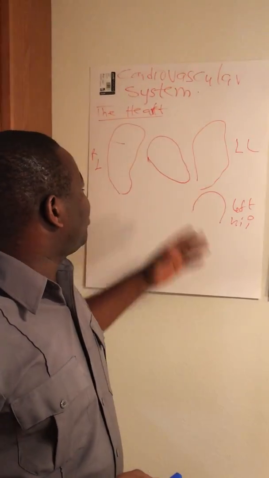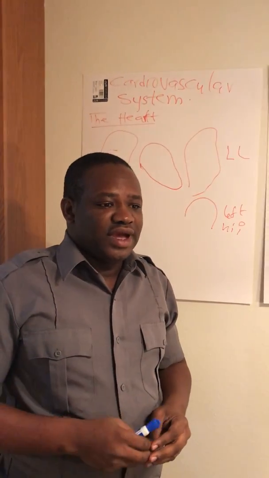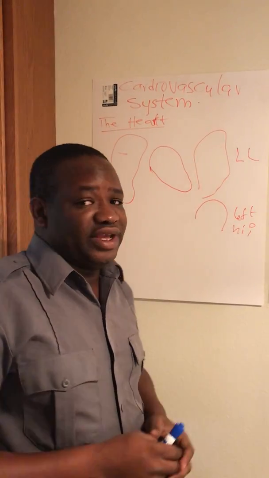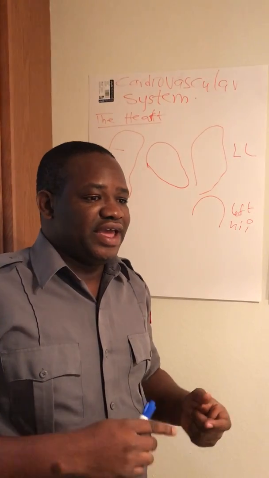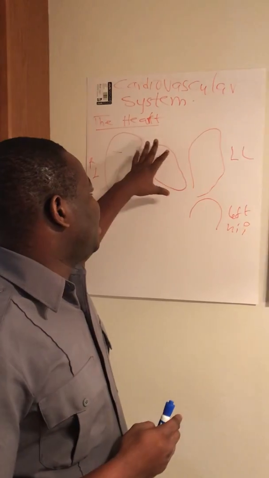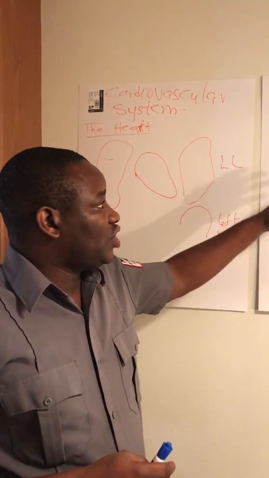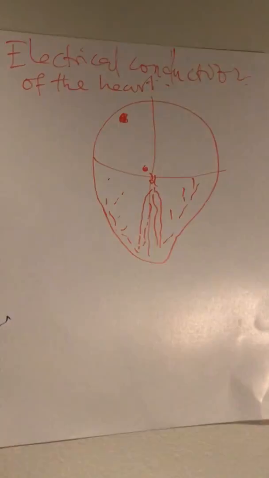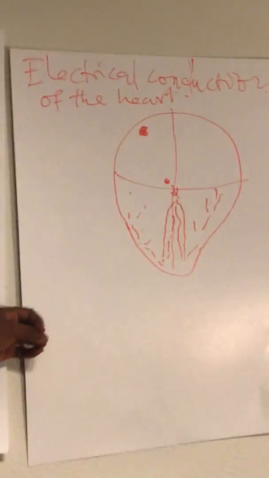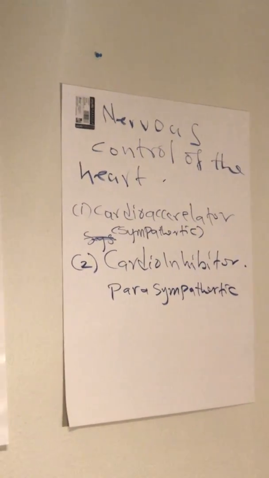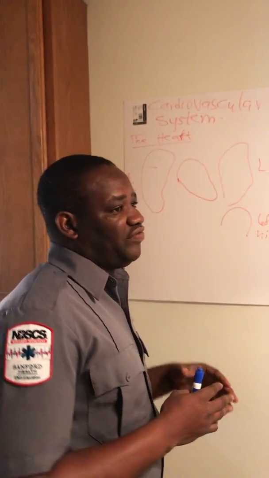Okay. Today our topic is the cardiovascular system. The cardiovascular system is made up of three components: the heart, the blood, and the blood vessels. We'll be talking about the anatomy of the heart. We'll talk about how blood circulates through the heart. We'll talk about the electrical conducting system of the heart, and then we'll talk about how the nervous system affects the heart. So we are starting with the position of the heart.